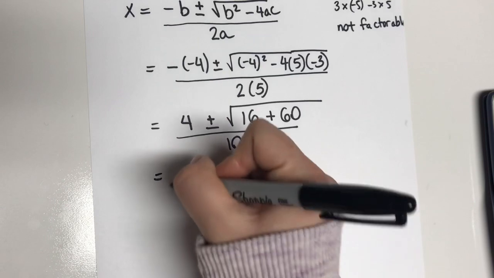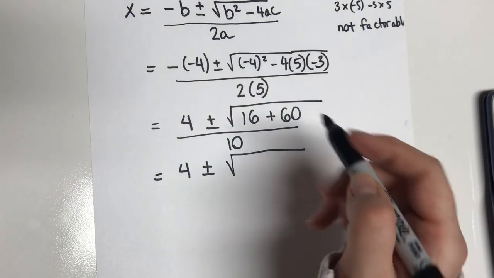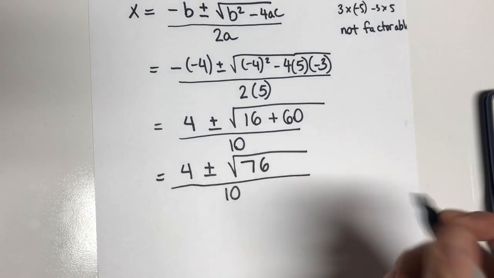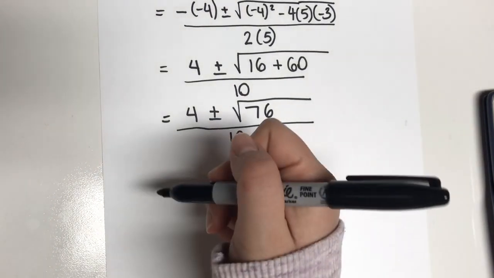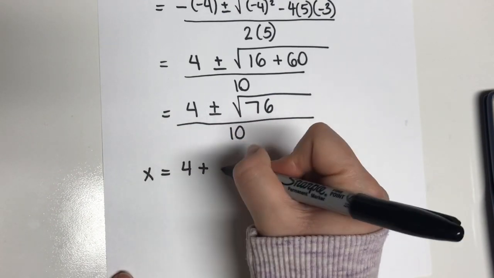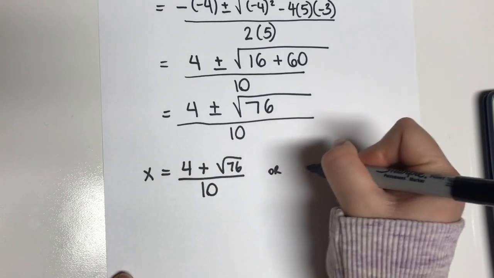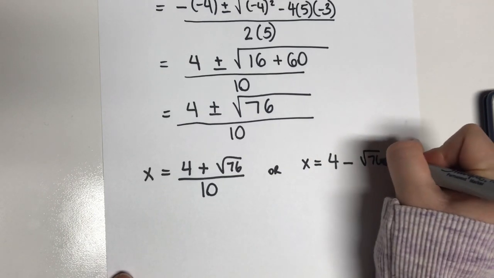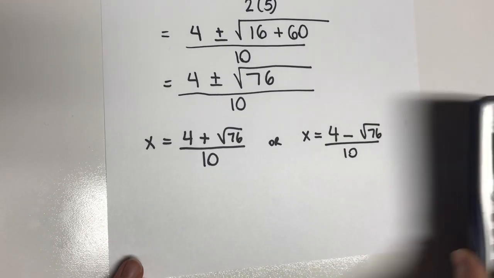And then I'm going to simplify. So 4 plus or minus the square root of 16 plus 60 is 76, over 10. So that means I have two options for x. X is either going to equal 4 plus square root of 76 over 10, or x is going to equal 4 minus square root of 76 over 10. Those are the two that I need to now put into my calculator.